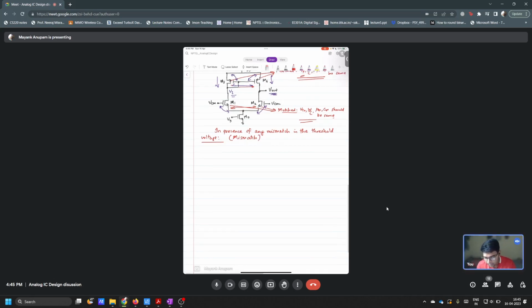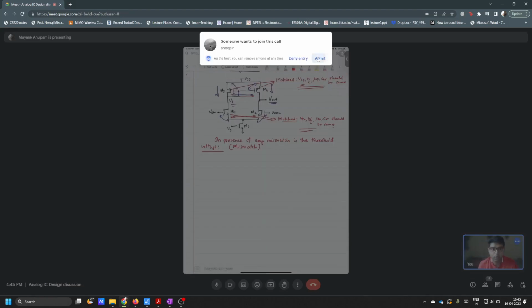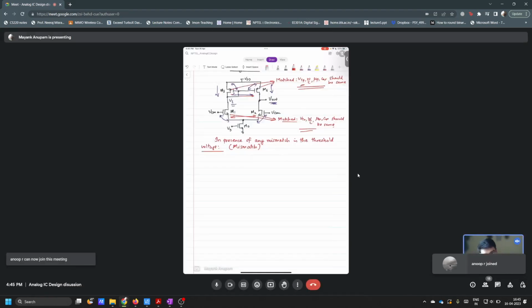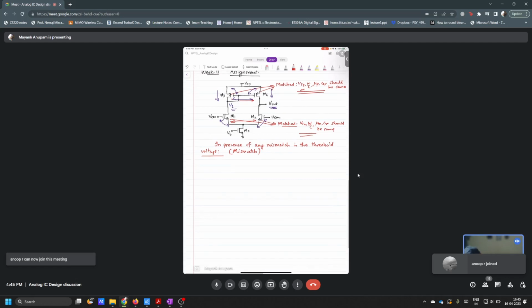Now the current is not supposed to be different, isn't it? So when the currents are different here, let's call this I3, let's call this I4. What happens in this case? I3 will not be equal to I4, correct?